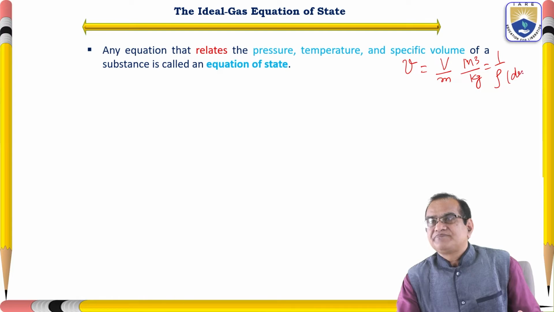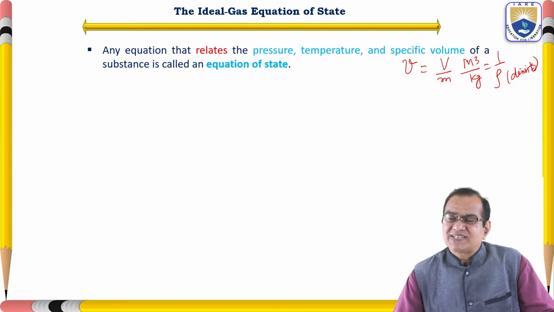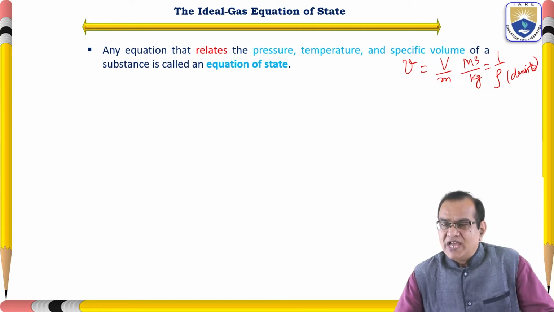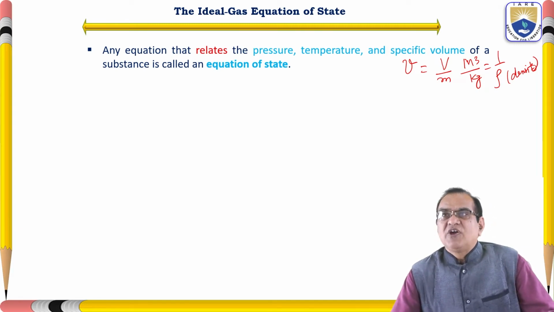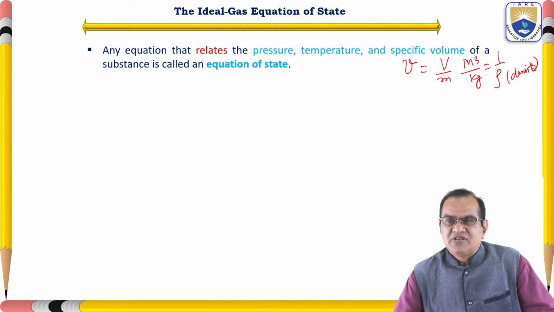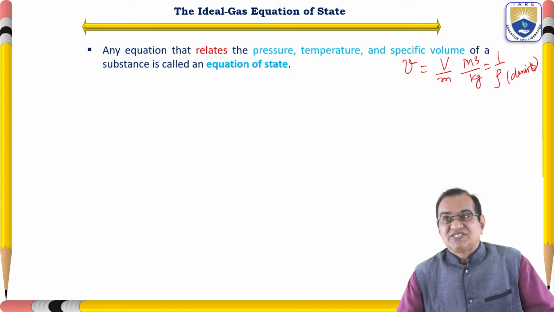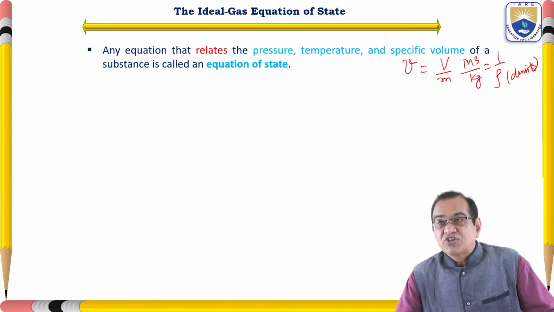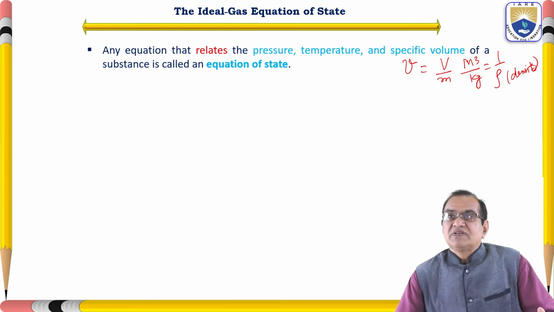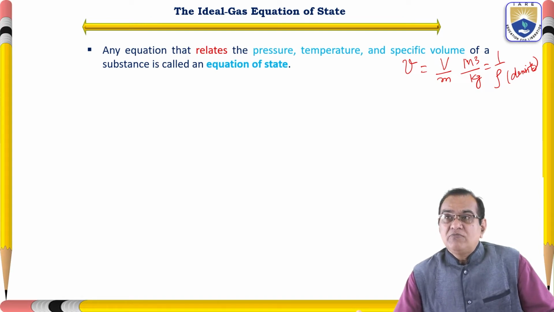rho is the density. So we have seen in our previous classes, in our intermediate and high school, the density. We have studied the density of water, density of oil, density of petrol and all. But we have not focused much on the specific volume. Specific volume is nothing but the inverse of the density. Density is kg per meter cube and specific volume is meter cube per kg, that is the volume per unit mass.